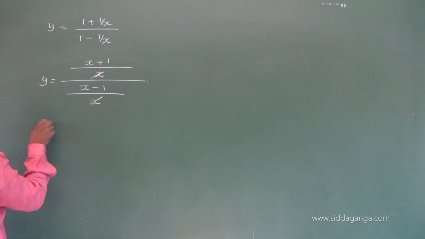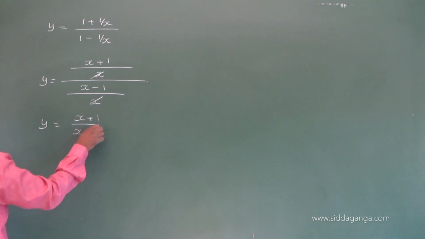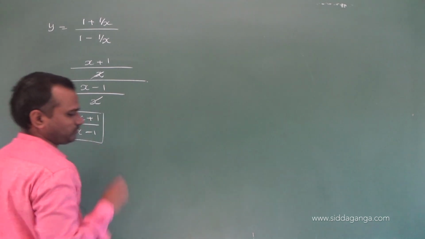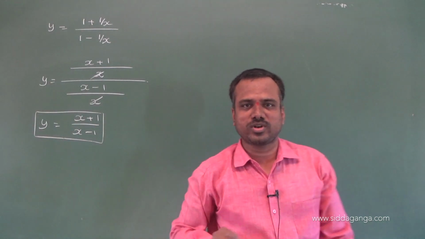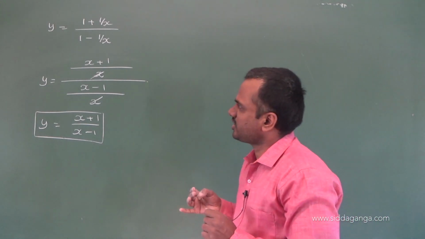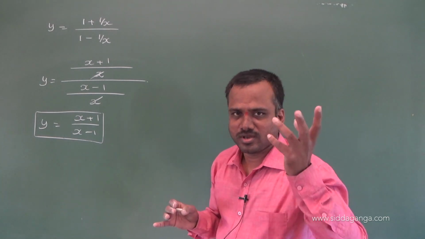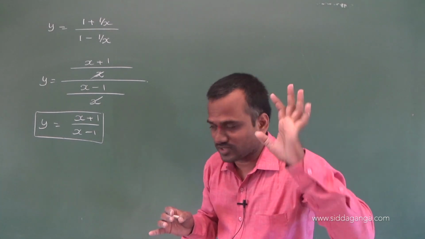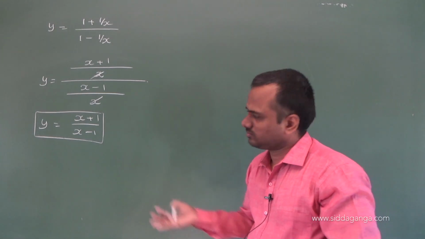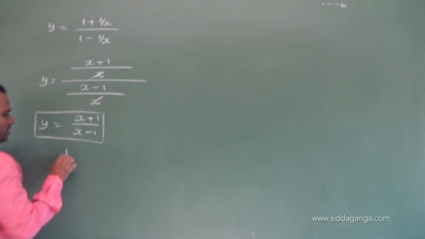X gets cancelled. This is what? The function. Y is equal to x plus 1 divided by x minus 1. Very easiest method. Okay. If you want, you can differentiate directly, no problem. You know derivative of 1 by x is minus 1 by x square. If you don't know, we can solve like this. Now I write, differentiate with respect to x.